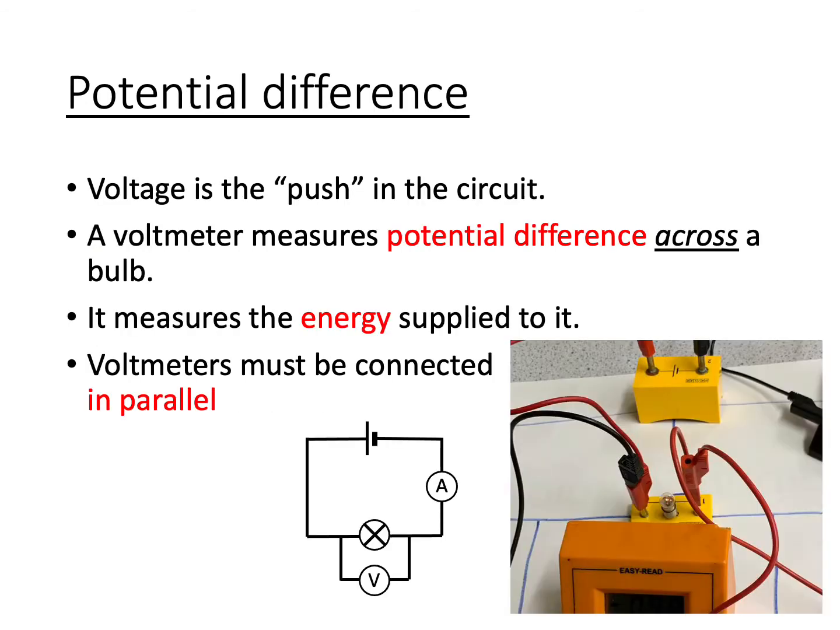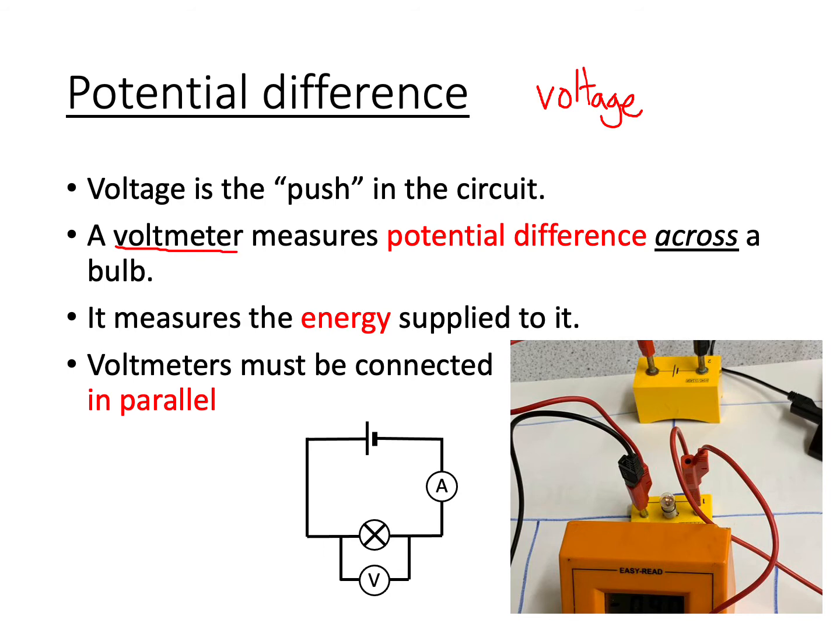Right, so let's think about potential difference. What do we mean by potential difference? Potential difference is often referred to as the voltage in a circuit, and all that is, it's the push. It's how hard the electrons are being pushed, how much energy they've got to make them go round the circuit. So the potential difference is a measure of energy, and we measure that using a voltmeter.